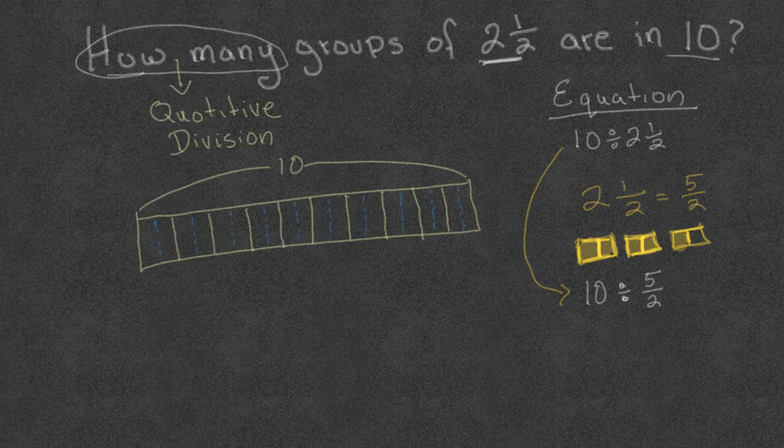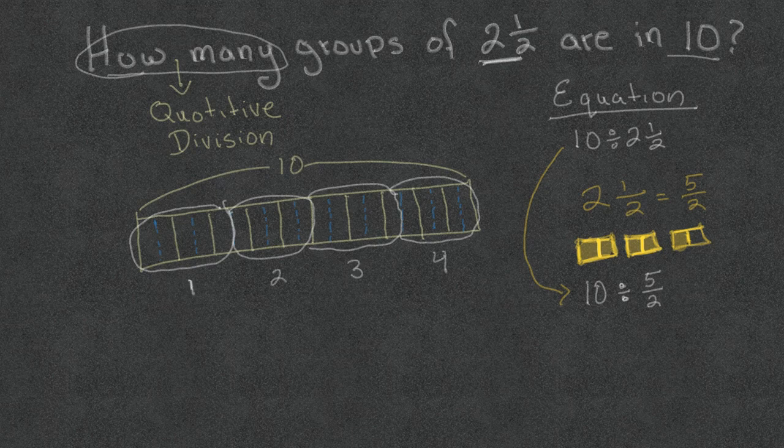And finally, now I'm just going to look for those 5 halves. So here's 1, here's 2, 3, and 4. So then I know that if I have 10 divided by 5 halves, that will equal 4.